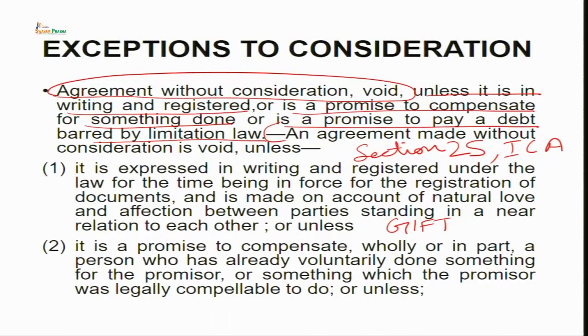So, if one person has given a gift to another person out of natural love and affection and fulfilling the conditions mentioned under subsection 1 of Section 25, it can be a valid contract. It says it is expressed in writing. That means that gift has to be in written form and registered under the law for the time being in force. In India, we do have a Registration Act which tells about the procedure and the requirements for registering legal documents, right? So, it says if you wish to treat a gift as a part of the contract or as a valid contract, then these conditions have to be fulfilled.